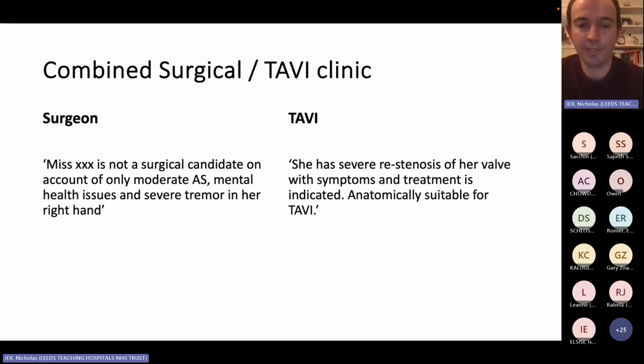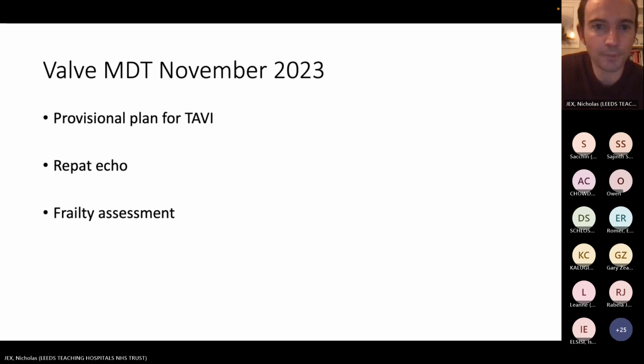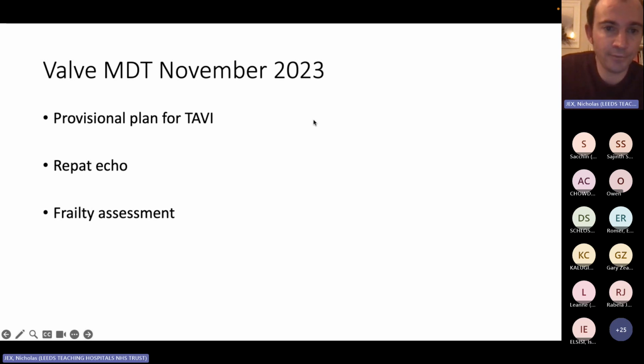The opinion of the TAVI team is that she's got severe restenosis of her valve with symptoms, that treatment is indicated, and that she'd be anatomically suitable for TAVI. So the feeling was that this was structural valve deterioration. She has a TAVI workup, so she has a coronary angiogram, which was unchanged from 2014 pre-AVR, showing mild atheroma only. She has a TAVI CT, which shows that she's got a heavily calcified valve with suitable anatomy. So the provisional plan is for TAVI.